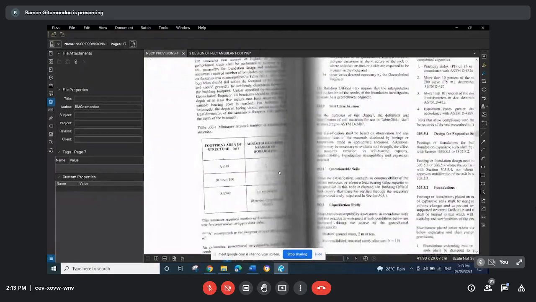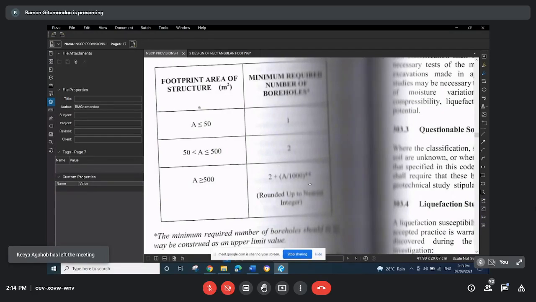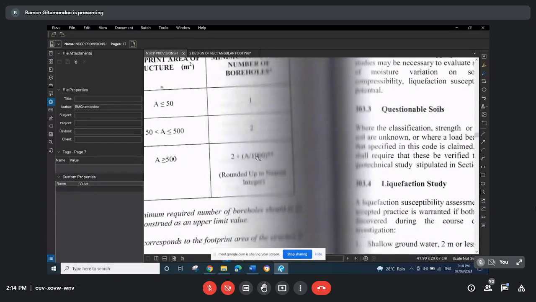So foundation investigation, I think what is important here, for example, is the number of boreholes, the minimum required number of boreholes for a soil investigation. So it depends on the footprint area of the structure. If the area is less than 50 square meters, then you need only one borehole. If between 50 and 500, minimum of 2. If greater than 500, then you compute the number of boreholes based on this. So that's minimum of 2 plus for every 1,000, you have an additional borehole.